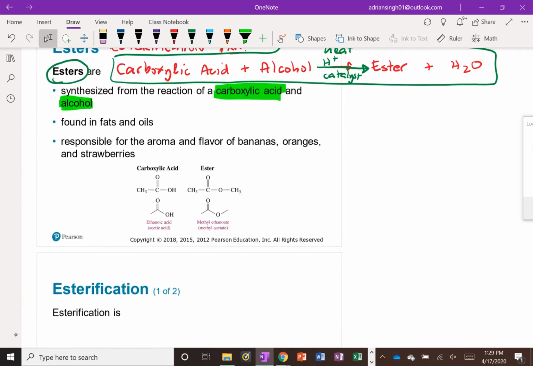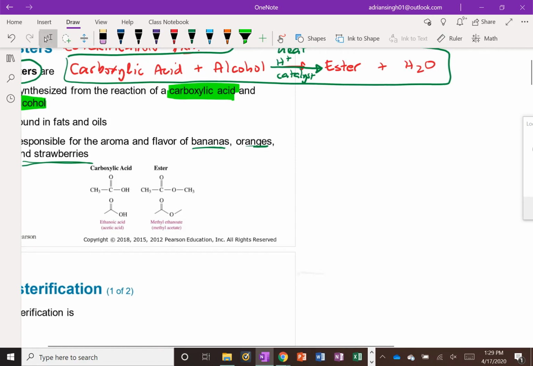Esters, the ester functional group, is found commonly in different biomolecules like fats and oils, but they are also responsible for the very pleasant smell that you associate with things like bananas or oranges or strawberries or pears, or the smell of wintergreen, right? All of those pleasant aromas are actually due to the presence of an ester.